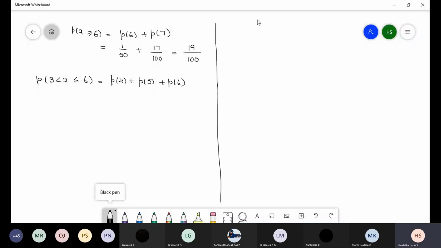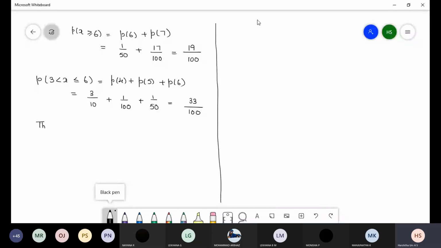So P of 4 value is 3 by 10, P of 5 is 1 by 100, P of 6 is 1 by 50. Again here also the LCM will be 100. So divided by 100, 33 divided by 100. So next, after finding that, they asked one more thing, that is the distribution function.